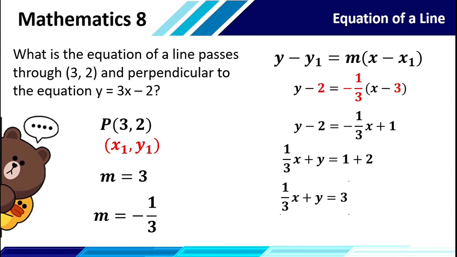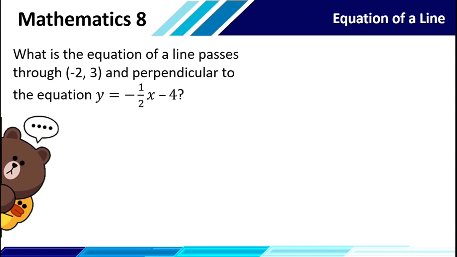As we all know, our leading coefficient is a fraction, therefore, we need to make it a whole number. To make it a whole number, we will multiply both sides by the LCD, which is positive 3. 3 times 1/3 x will be x, and 3 times y will be 3y, and 3 times 3 will be equal to 9. Therefore, the equation of the line perpendicular to y = 3x - 2 is x + 3y = 9. Let's have our last example.